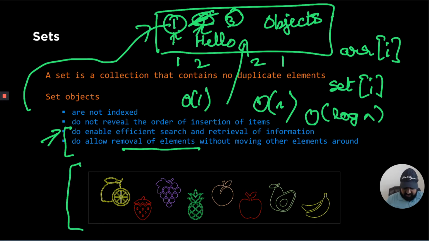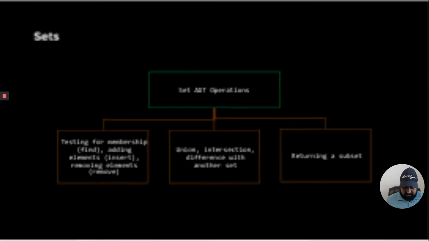So here I've taken a set of fruits that contain lemon, strawberry, grapes, pineapple, peach, apple, pear, and banana. And we are going to see this set again and again because I'm going to show you how the different functions look when we talk about the set API.